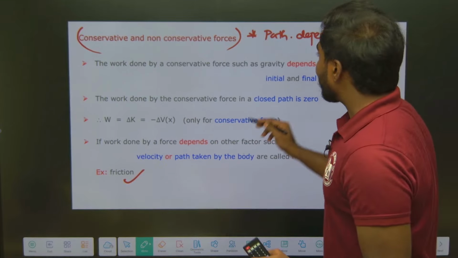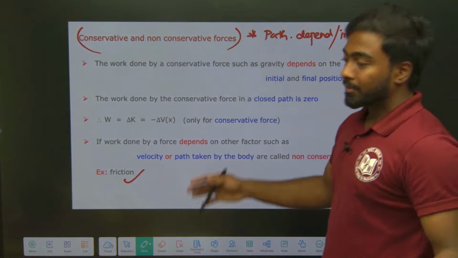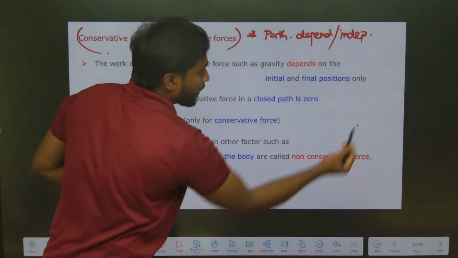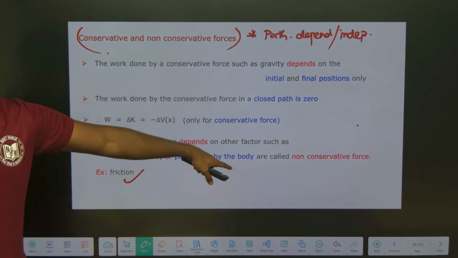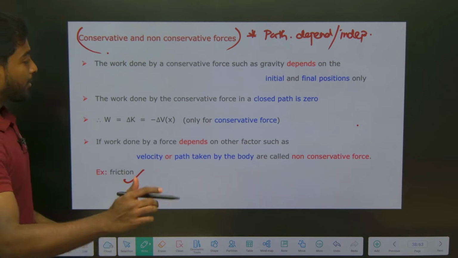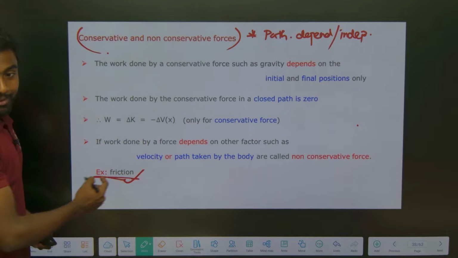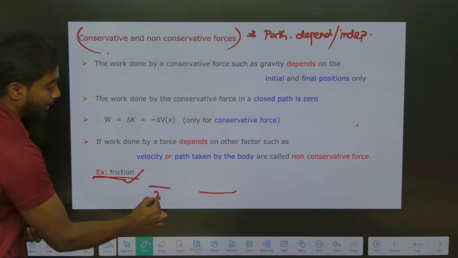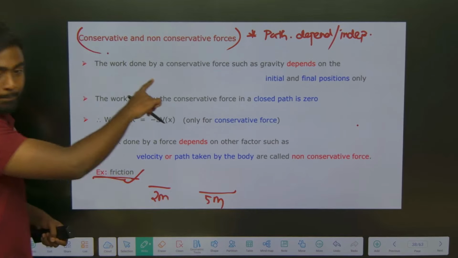That's it. So when I consider the whole system, like this is the earth, if I take this point or this point, the gravity will be the same, right? It is 9.8 meters per second squared, right? But when I talk about friction, what happens here? I'll consider two cases, that is the 2 meter and 5 meter case, which I explained previously.